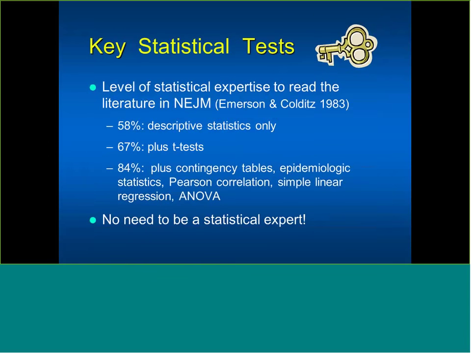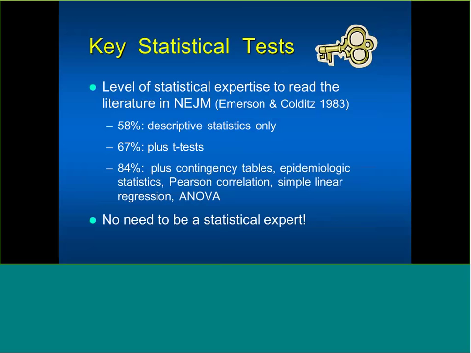So there was a study done a while ago, in 1983 in the New England Journal of Medicine. They looked at all the literature that was published that year, and they tried to figure out what level of expertise was necessary to understand the statistics. You could understand 58% of the statistics if you just knew descriptive statistics, like means, standard deviations, medians, and so forth. If you understood what a t-test was, then you would grasp 67% of the literature.